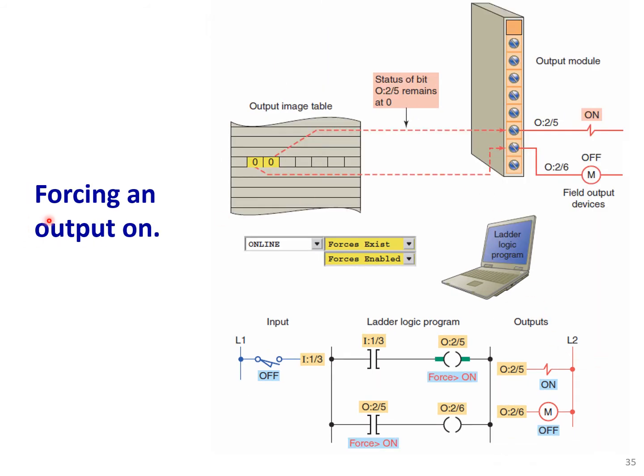Here we have forcing an output. This is basically a state of two outputs. Two of them are 0. Okay, so two of them have value of 0. Status of bit 025 remains at 0.